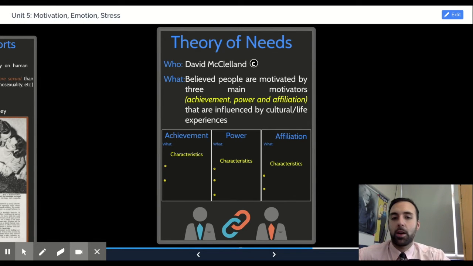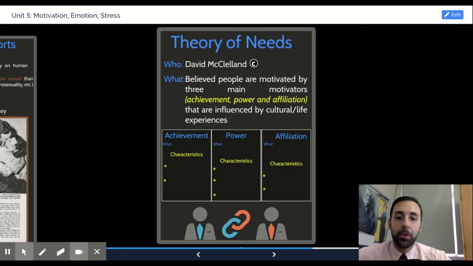McClelland basically argued that there are three primary motivators that are influenced by our own personal experiences and cultures: the need to achieve, the need for power, and the need for affiliation. And each of these work in tandem with one another to dictate our motivations. Some people are really high in one, really low in the other. Maybe you're high in two, low in one, high across the board, low across the board. Really, it depends on the person.